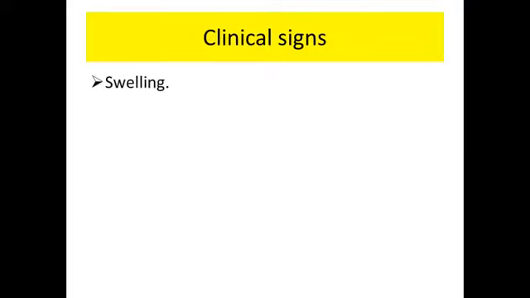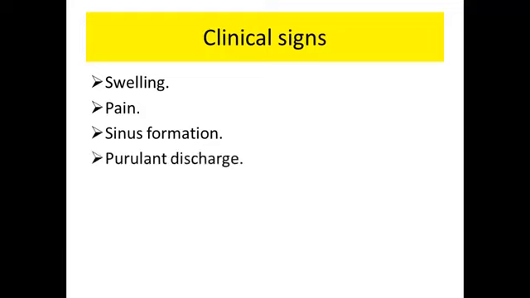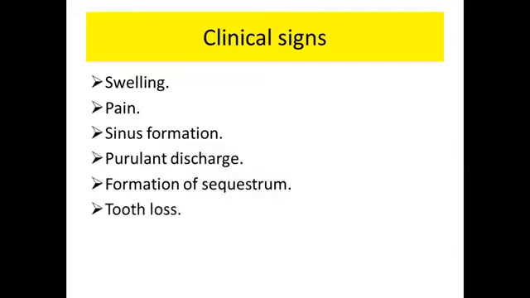Clinical signs: swelling, pain. Of course the pain here is dull, less in severity than acute. Sinus formation, purulent discharge, the formation of sequestrum. This is the most important point to differentiate from the acute osteomyelitis. Tooth loss and pathological fracture. Of course, any spontaneous fracture not caused by trauma is called pathological fracture.